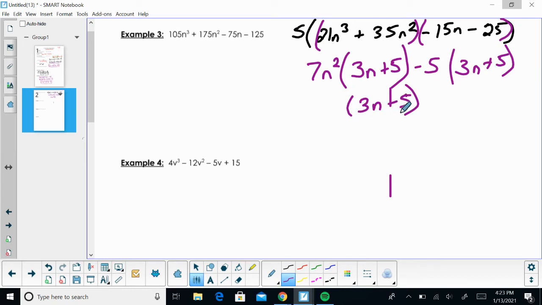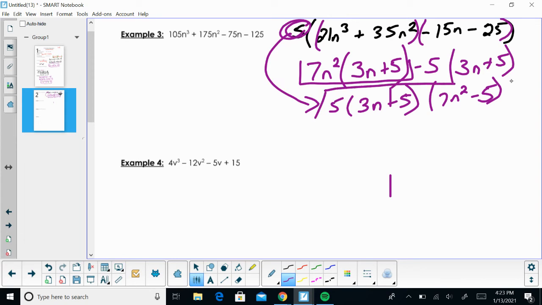So what times 3n plus 5 gets me this whole first term? 7n squared. And what about the second term? Negative 5. Now, one thing that we have to remember, I've done all of this work, I have to bring down this 5 that I factored from the very beginning of the problem. If you don't, then your final answer is going to look like my black equation here, when I need it to actually look like the one I started with up here. Okay?